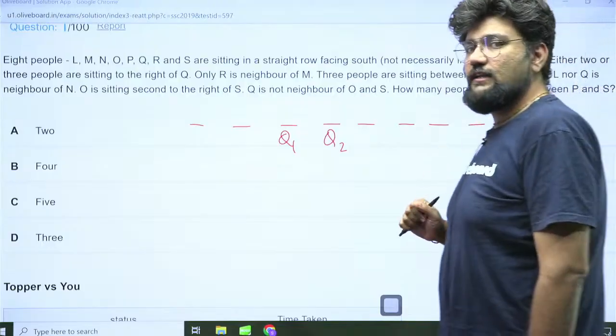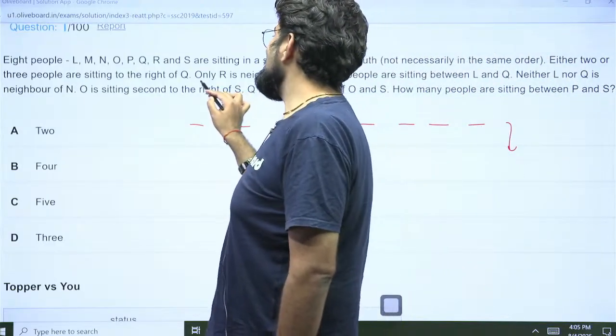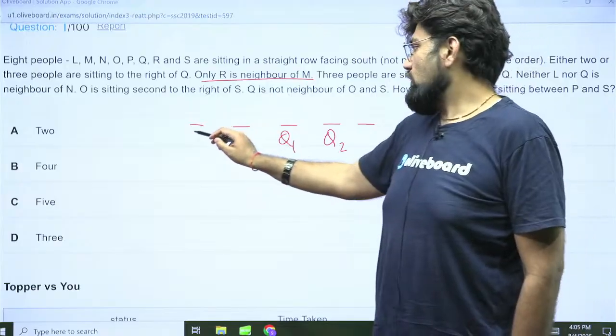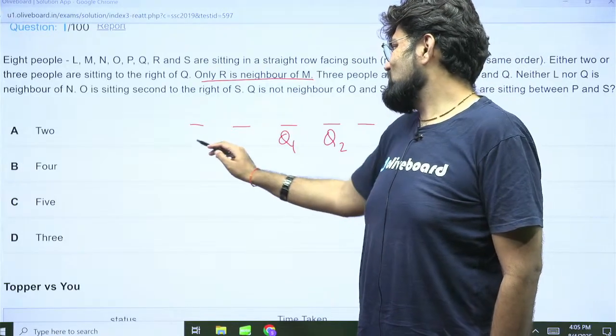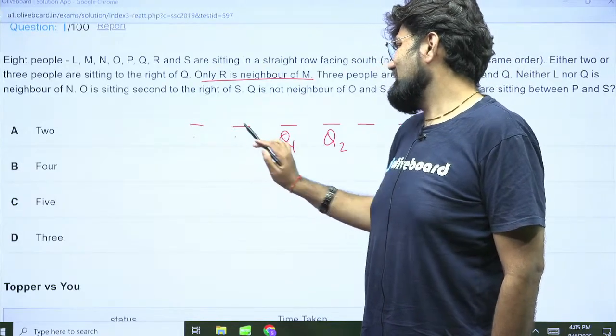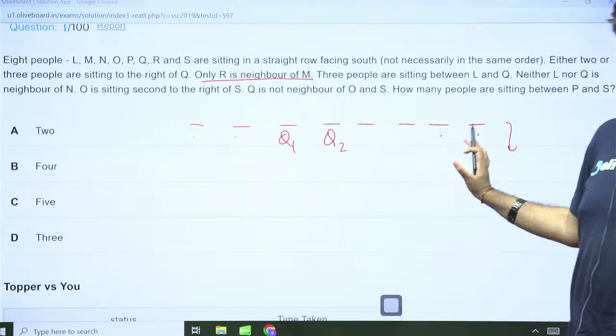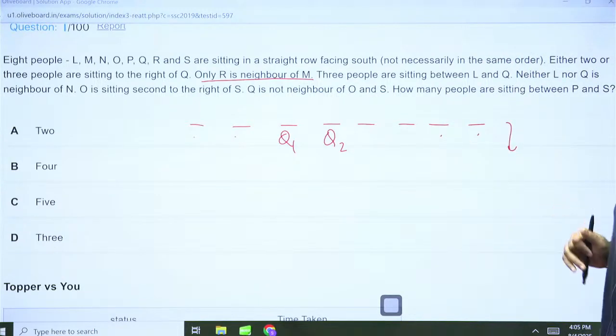This implies one thing to you, that if only R is the neighbor of M, that means M has to be at one of the extreme ends. So M can be here. Let's say this is Q1, so this can be M or R, or this can be M or R. We don't know who is who, neither will we number them. We have just made a point here to understand better.